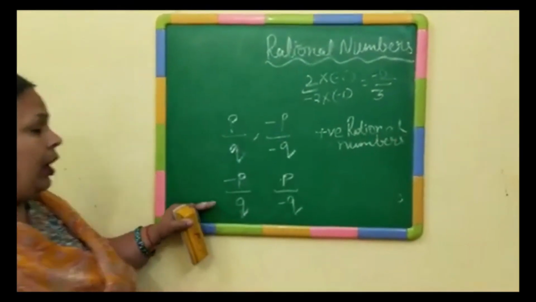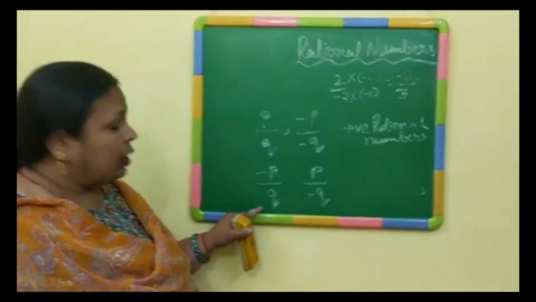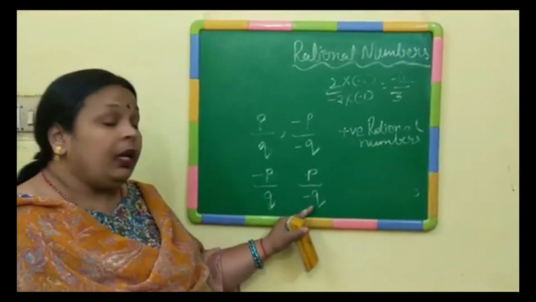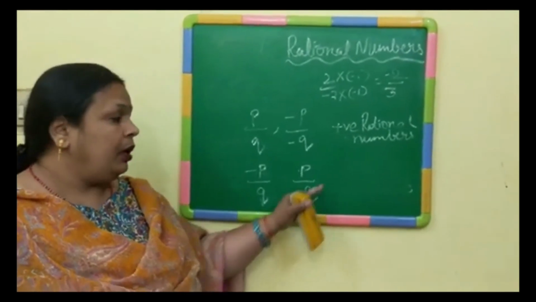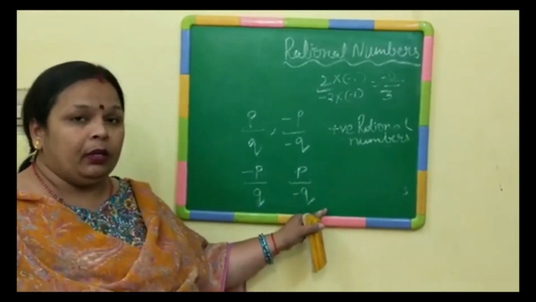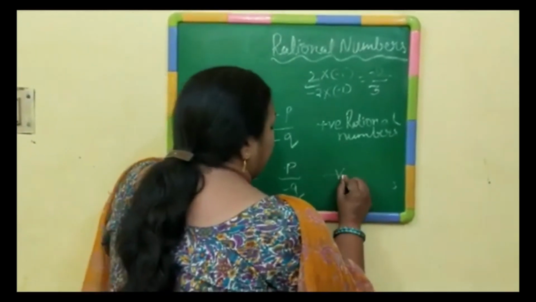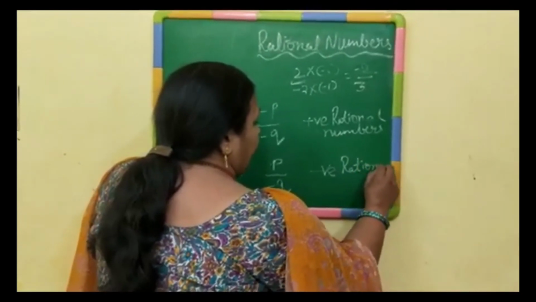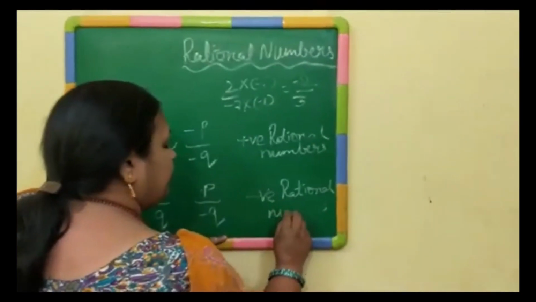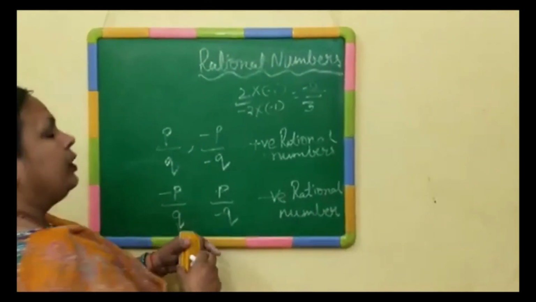Clear? Now here minus P by Q, we need not make any change for Q because Q is a positive denominator. Here Q is a negative denominator. When we multiply it by minus 1, it comes as again minus P by Q. Clear? So this is the example of a negative rational number. Clear?